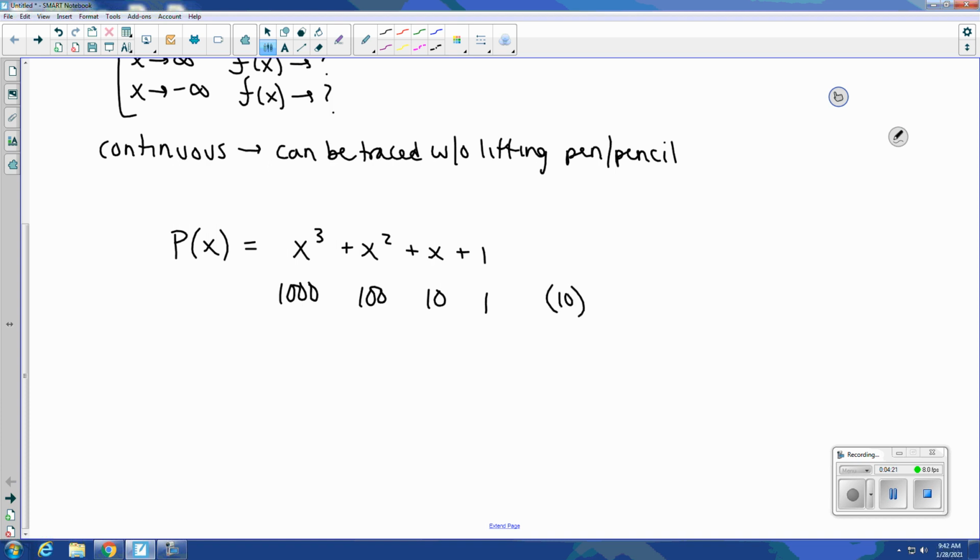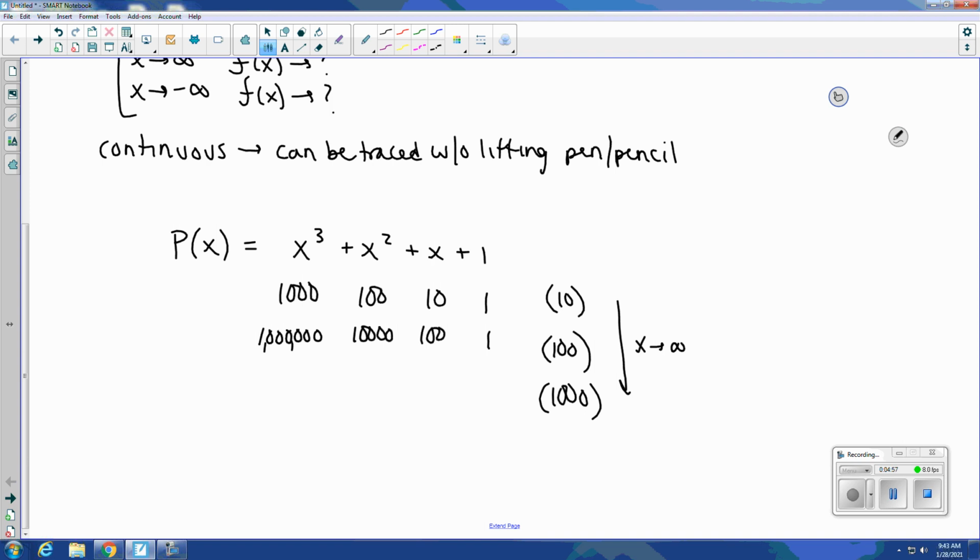Let's say we plug in 100. If we plug in 100, we're going to have 1,000,000 for the first term, 10,000 here, 100 here, and 1. If we plug in 1,000, you can see what's happening here is that this is as x approaches infinity. These numbers are getting larger and larger and larger.